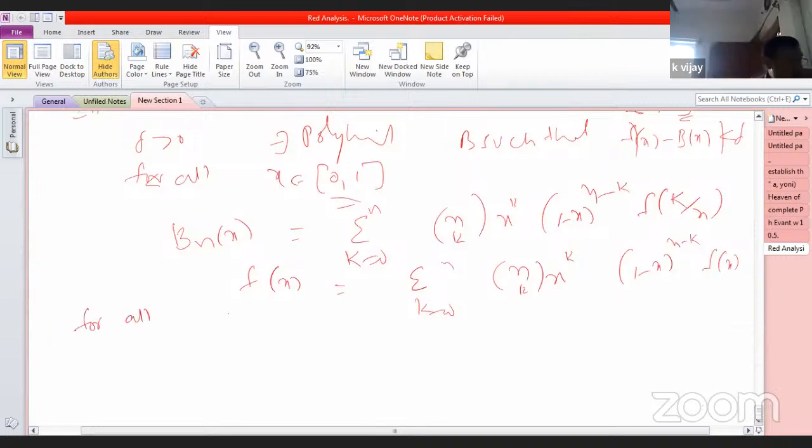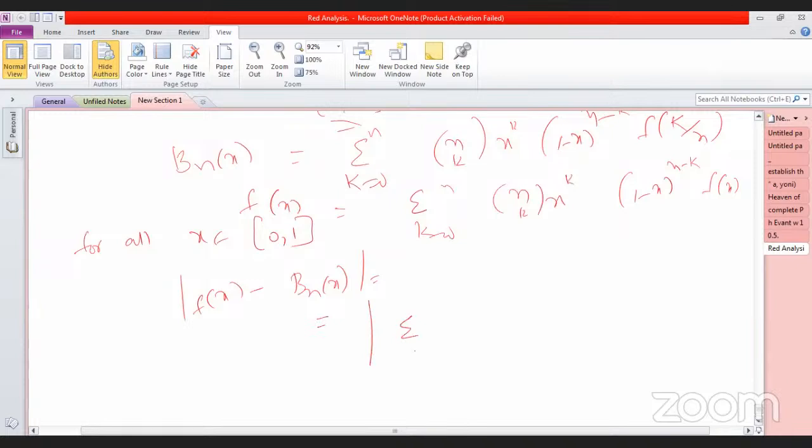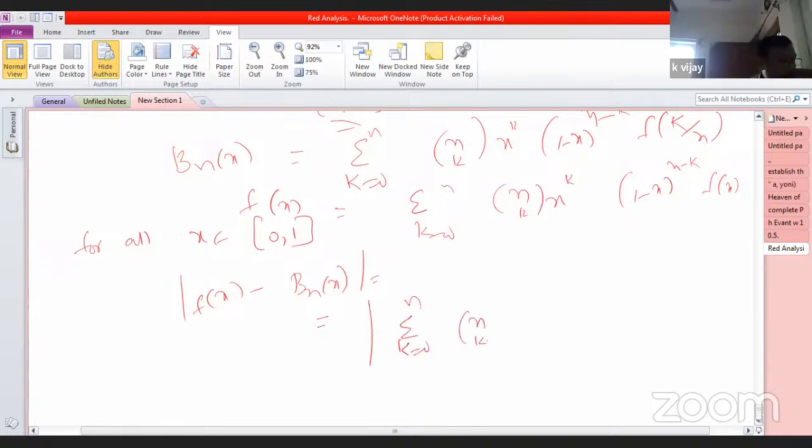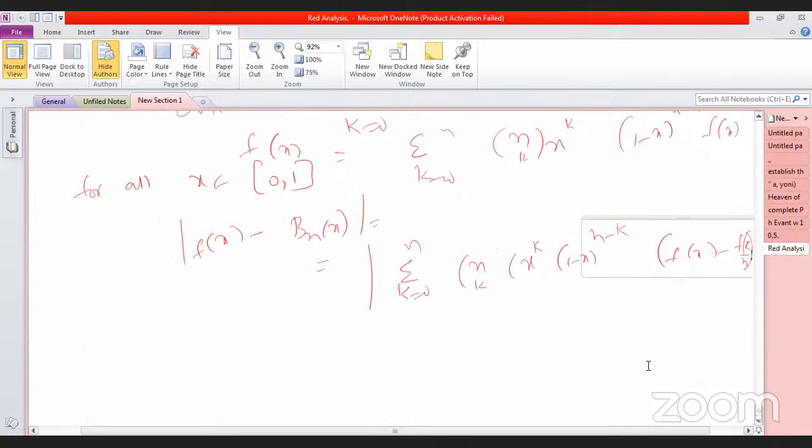For all x belonging to [0,1] I am taking here, so that |f(x) − B_n(x)| is between modulus here. Tell me what we have to write here: summation k from 0 to n, nCk x^k (1−x)^(n−k) |f(x) − f(k/n)|. I wrote it by taking the common factor out, right? Did you understand? Yes, sir.